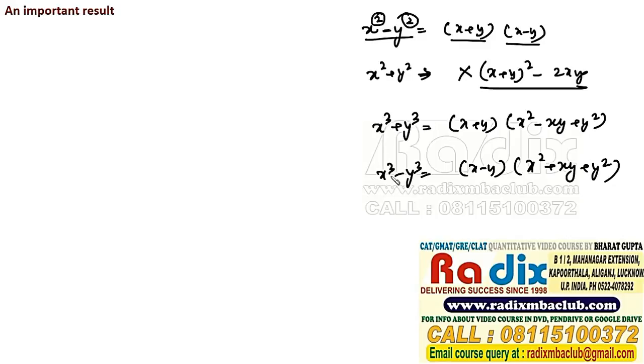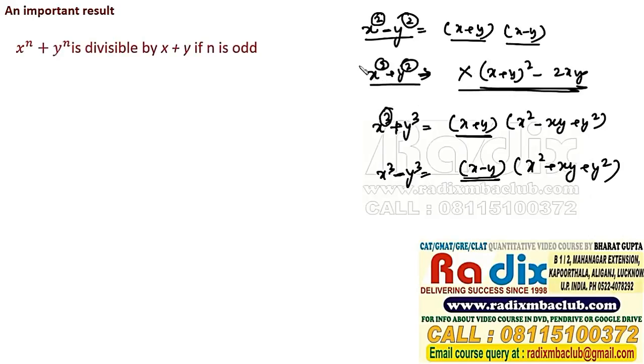Now if we have x cube minus y cube, both having odd power with minus in between, it contains x minus y, it doesn't contain x plus y. Now if we have odd power with plus sign, it contains x plus y, and if we have even power, it doesn't contain it in any product formula. So the important part, the basic formula, is this: if we have x to the power n plus y to the power n, it is divisible by x plus y if n is odd. That is very important. See, this is the case.